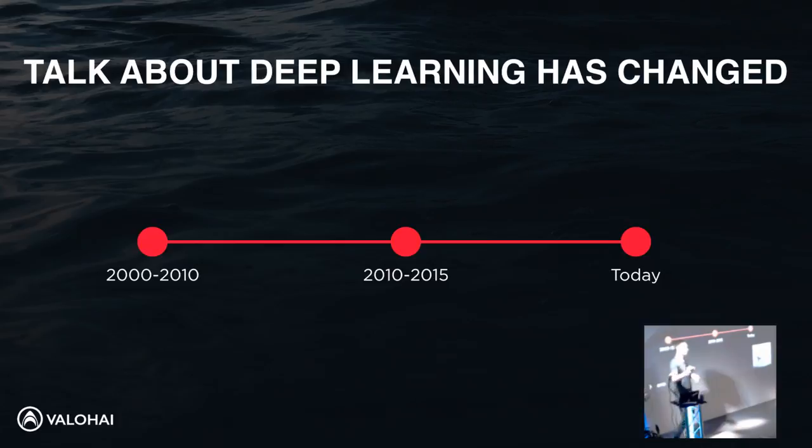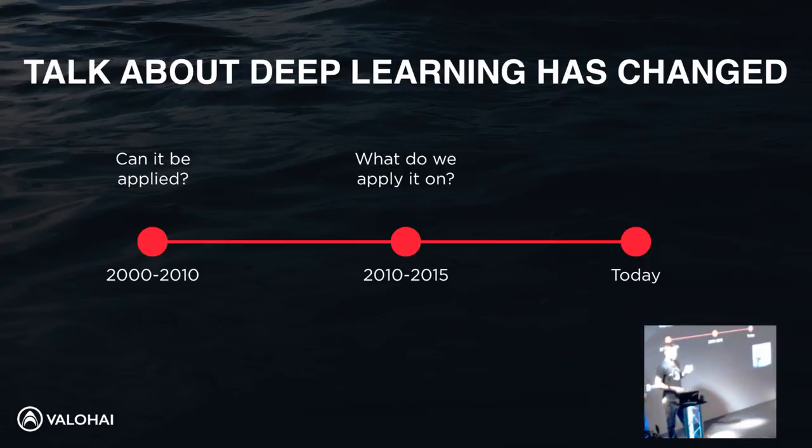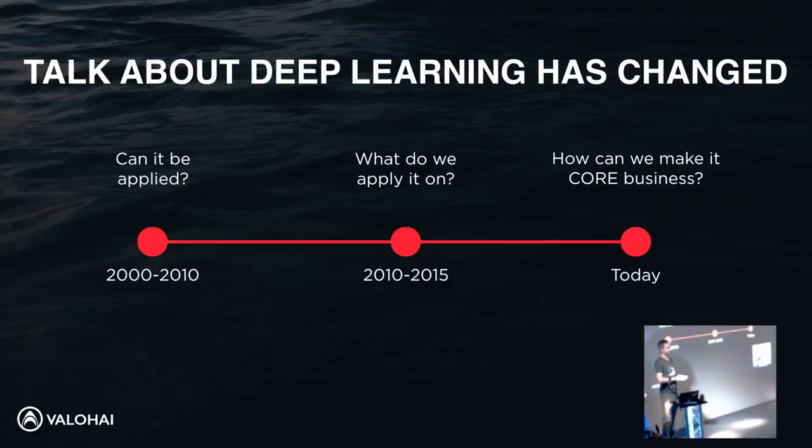But the talk about deep learning has changed a bit throughout the years. So if we take a short look into history, the last 20 years or so, at the beginning of the 2000s, people were asking, can it be applied? Can we even use deep learning in some sense? Then in 2010, 2015, people asked, what can we apply it on? And then today, companies are asking more, how do we make it core business?